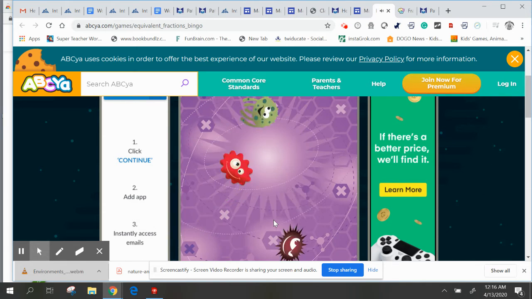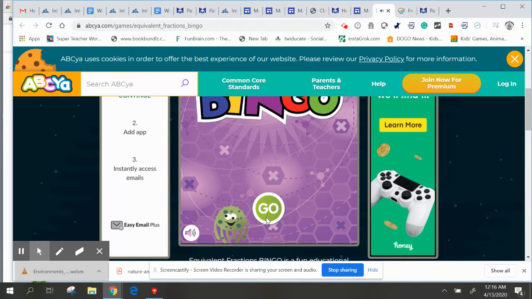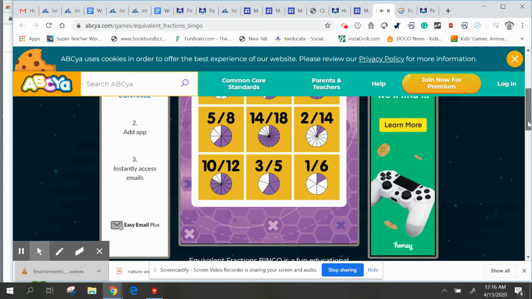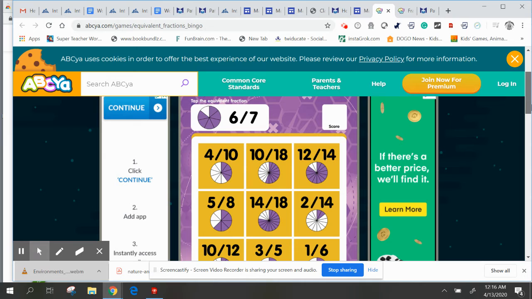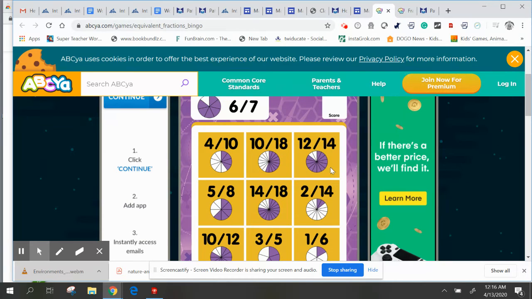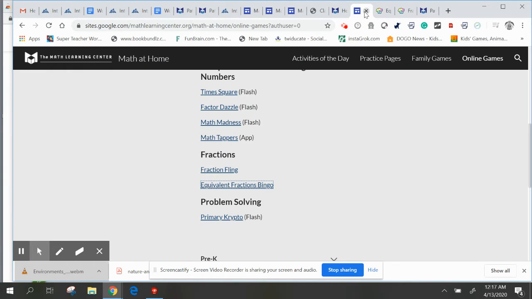The other one is this Equivalent Fraction Bingo. I'm gonna hit go. Select a game. And I'll do regular. Select a bingo board size. All right, so you have to match it up. Okay, so equivalent. Yes. Now let's say I'm gonna get one wrong. I'll get this one wrong. So you just keep going until you have a bingo. That one's super fun too.